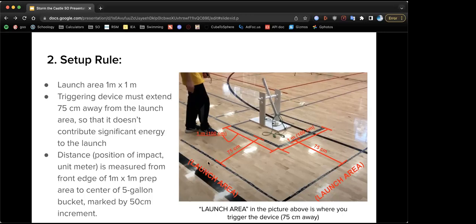And another important rule is the distance. The distance is measured from this point to the middle of the 5 gallon bucket, which is basically your target. You're trying to get the ball into the 5 gallon bucket, and the distance is measured from here to the middle of the bucket.